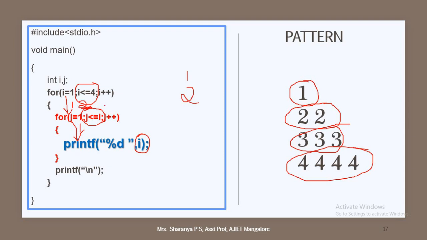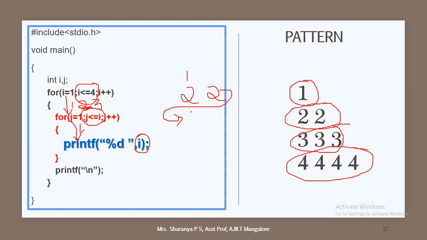So once again this loop will execute. Now J value is 2 and it checks the condition. 2 is less than or equal to 2. The condition is true. So once again it will print the value 2. And next the J value will increment to 3. 3 is not less than or equal to 2. The condition is false. It will come out of that and move to the next line by the execution of this printf \n line.